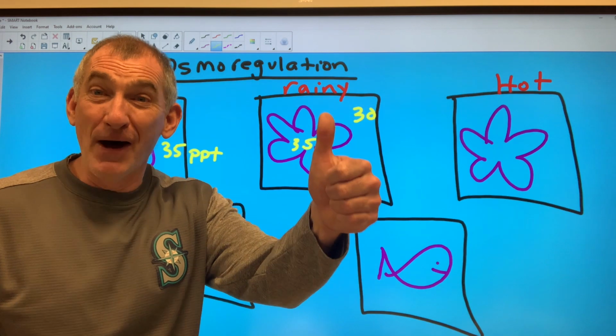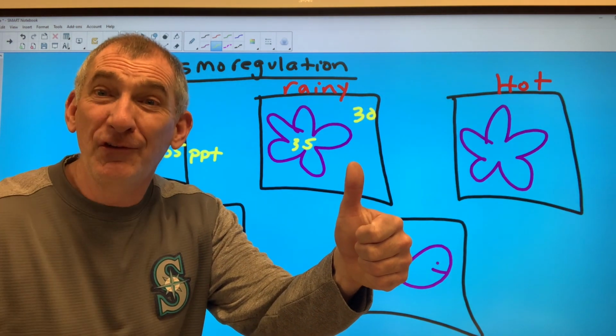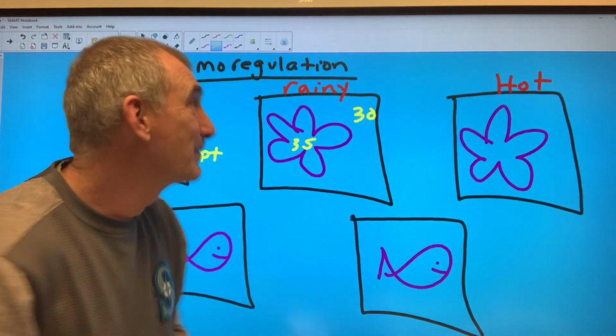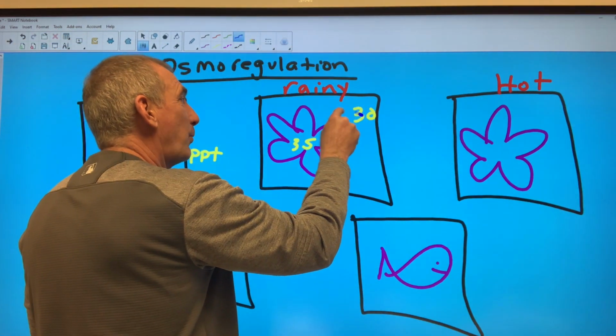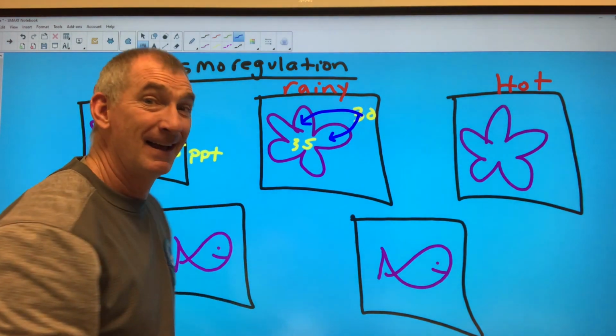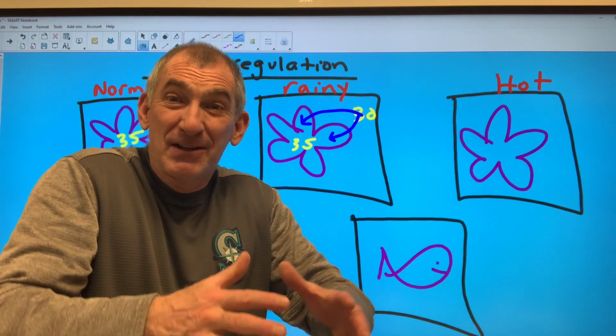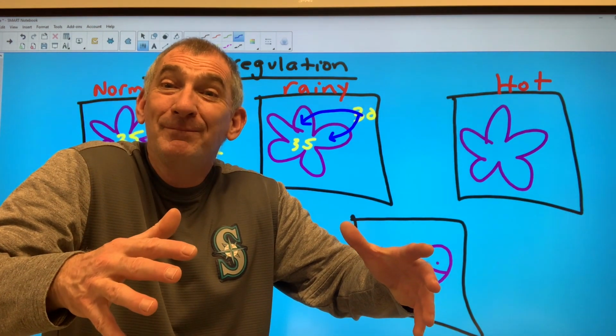So by the rule of thumb, which way will water go? Water goes towards the higher salt number. So what's going to happen is water is going to go into the starfish. It's going to go like this. What's going to happen to the starfish? You're right. It's going to start to swell up with water.